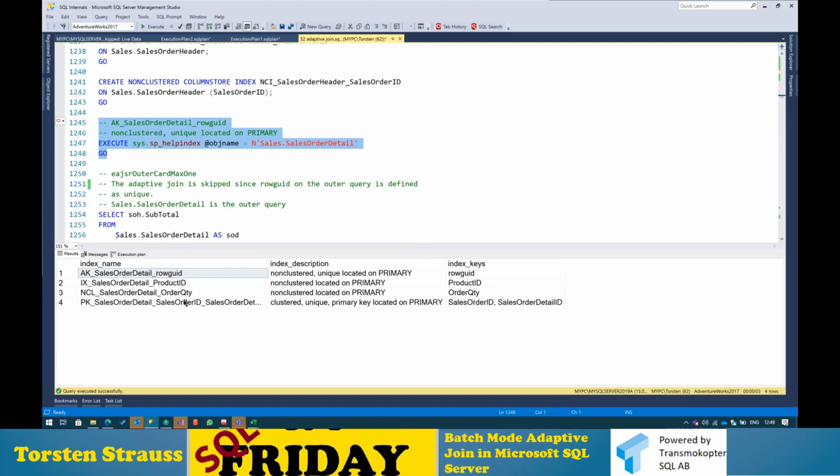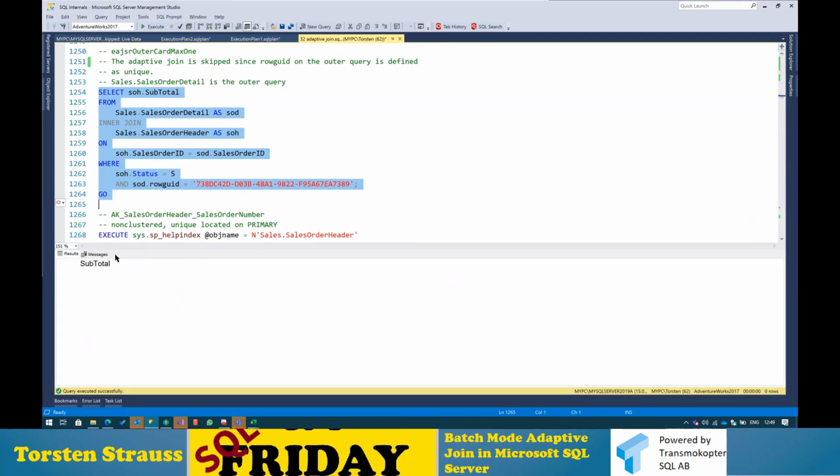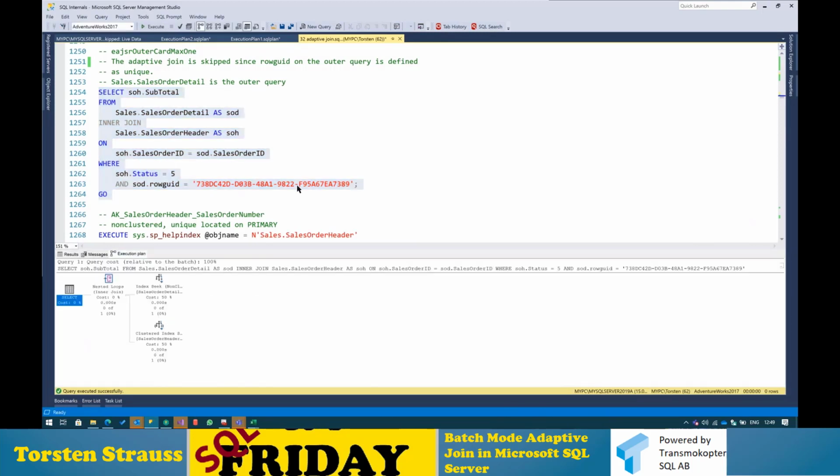I do not need the execution plan here. The index on sales order detail row GUID is a non-clustered but unique one. That means whenever I ask for a specific row GUID, there will be only one record coming from this table because the index is defined as unique. So that is why this query, where I ask for a specific row GUID, will not consider adaptive joins, because again, there is no need.